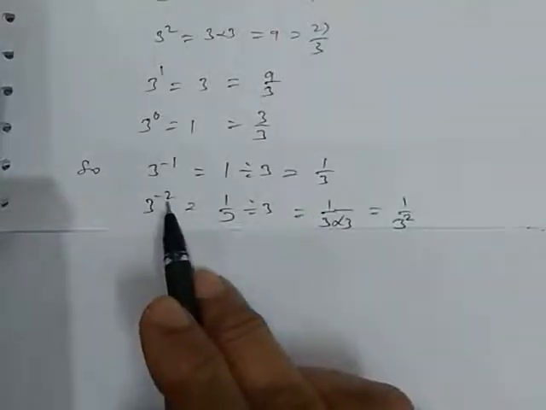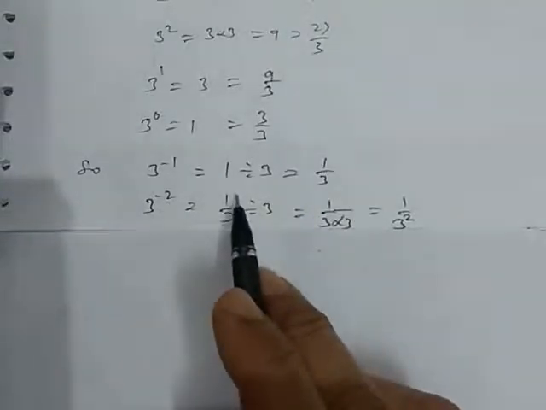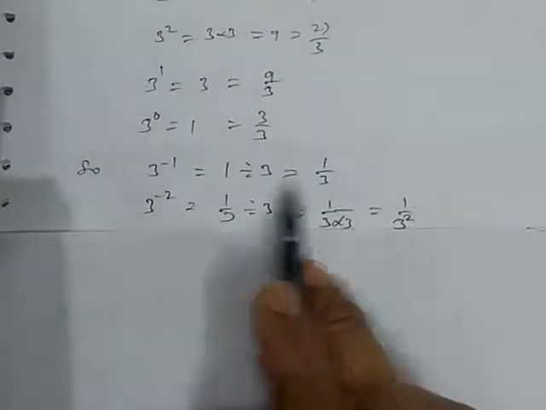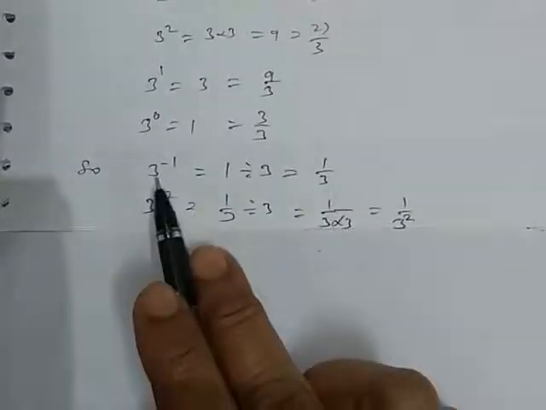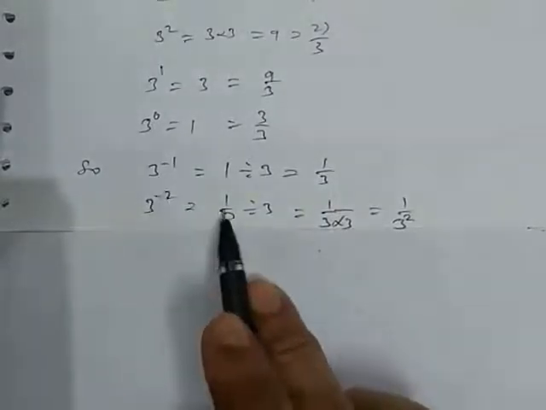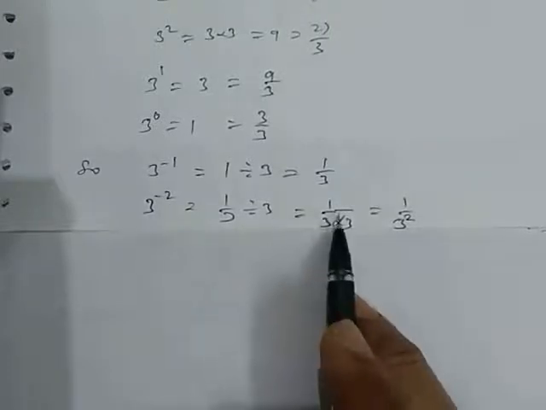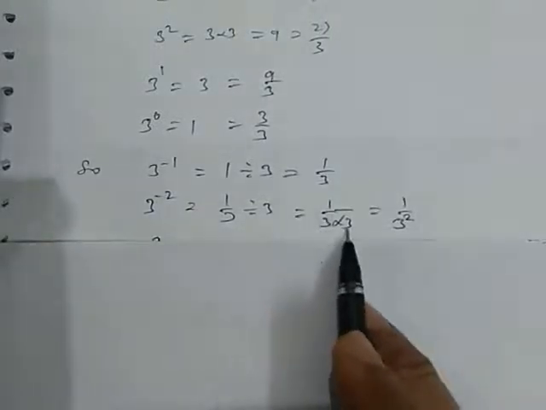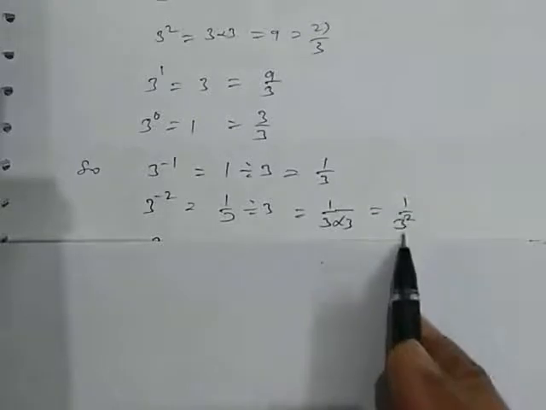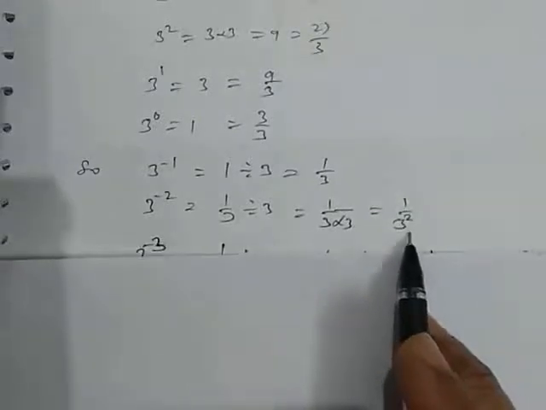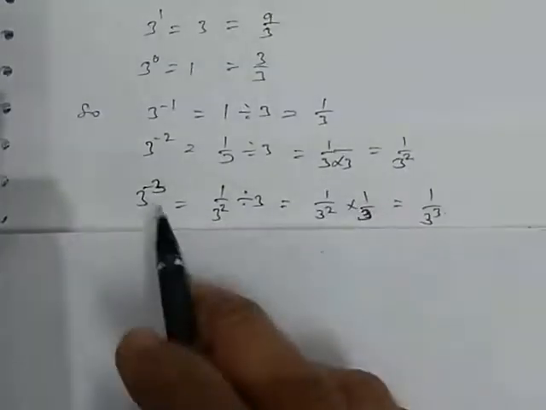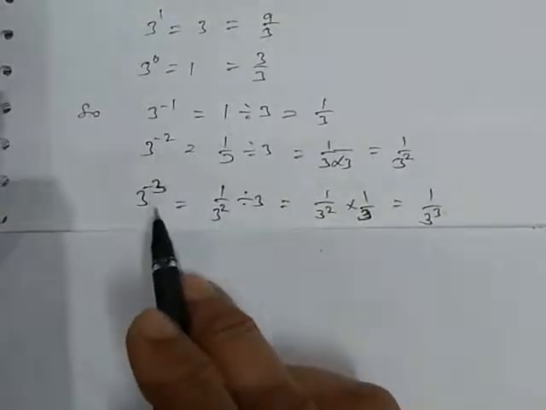Now 3 raised to power minus 2 means again we have to divide the previous value. The previous value is 1 by 3, the value of 3 raised to power minus 1. And we divide by 3. So we get 1 upon 3 into 3. That is 1 upon 3 raised to power 2. Okay. So this way we can reduce the power continuously.